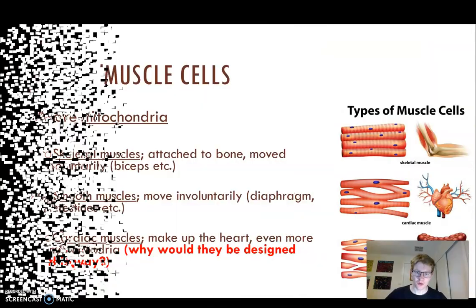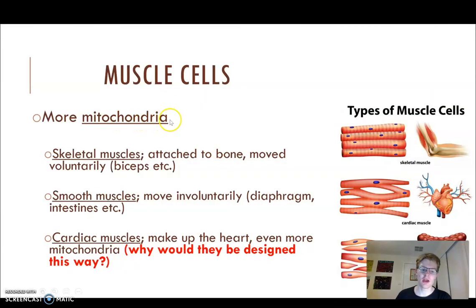So the first one is muscle cells. With muscle cells, you have more mitochondria in them. Why do you think there'd be more mitochondria in a muscle cell? Well, remember, the mitochondria has the task of generating energy. Muscle cells obviously need a lot of energy, therefore they need more mitochondria. There are three types: skeletal muscle cells, which attach to the bone; smooth muscle cells, which move involuntarily. You don't move smooth muscle cells consciously.